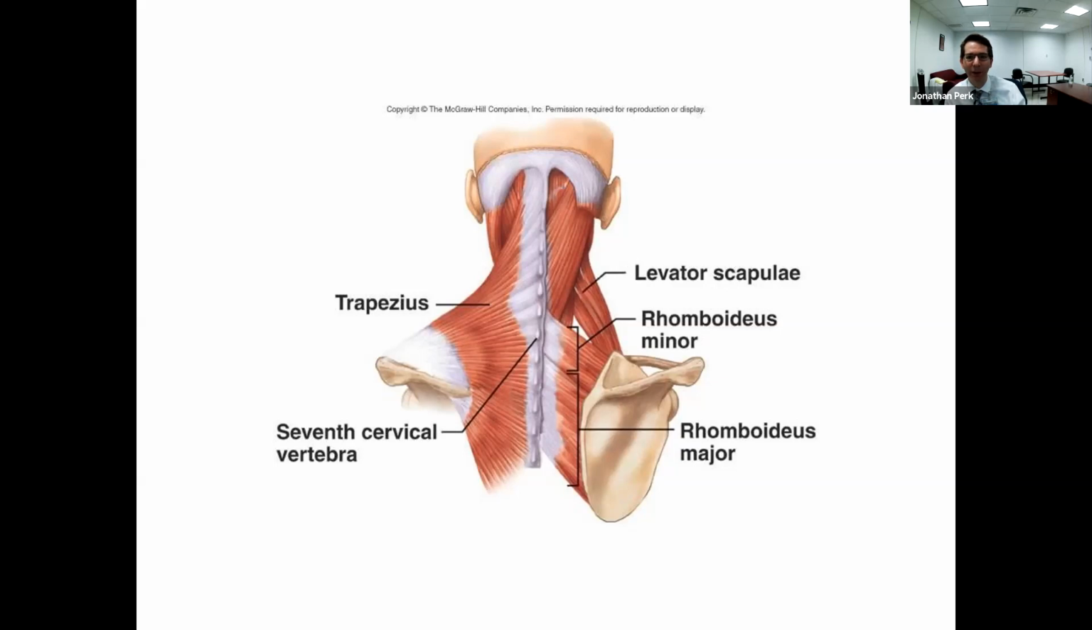And the menu of the day is lateral or medial. So, lateral. Oh, it's lateral. Yes. Excellent.